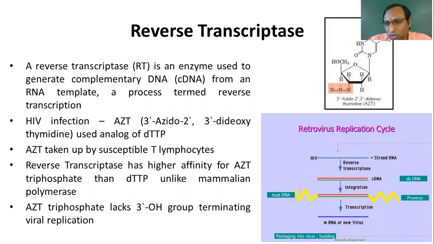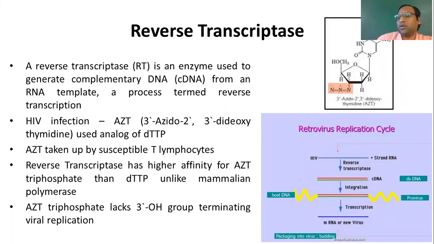Viruses, we know, will stop the mechanism of T lymphocytes. So once they are inside, with the AZT present, what happens? When the organism releases the reverse transcriptase, it has more affinity towards the AZT, as AZT triphosphate, than the dTTP. Unlike the mammalian polymerases, it will just bind with this. Once it binds, since it lacks the 3' OH, it cannot continue the process. So the viral replication will be terminated. By this mechanism, nowadays HIV patients are given this AZT to prevent the replication and to control the level of HIV in their body.